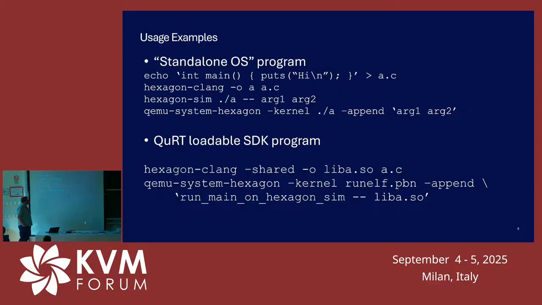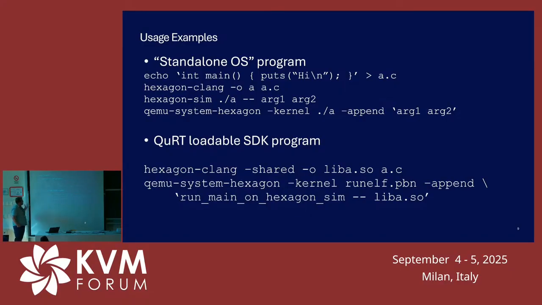So I have a couple of real simple examples here, which are the kind of things you might do with the Hexagon SDK and QEMU Hexagon. It's a trivial C program that you would build hello world style. With Hexagon Sim, the arguments that you would forward are slightly different from how they're forwarded with QEMU System Hexagon. But ultimately, you get the same sort of behavior from this standalone OS, this bare metal environment that comes with the Hexagon SDK.